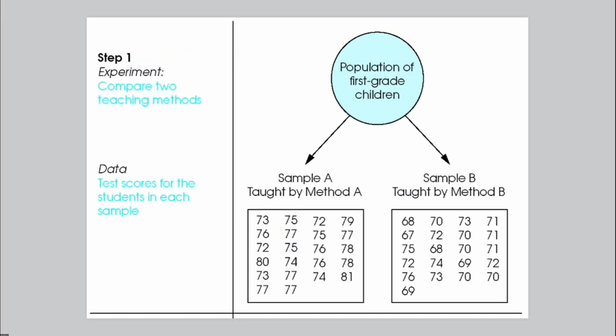So let me give an example here. Let's say we have this study. We're looking at this population of first grade children. We do these different teaching methods, and so there's a method A and a method B. And the kids that are taught by method A, their scores are seen in this box on the left. Kids who are taught by method B, their scores are seen in the box on the right.